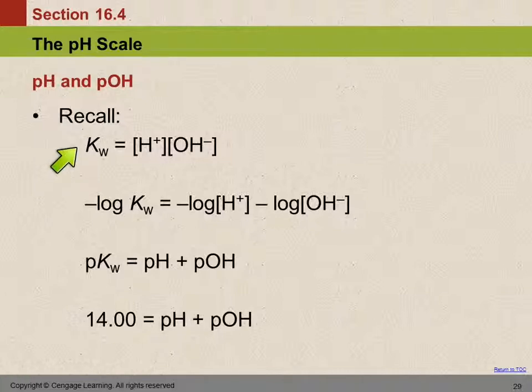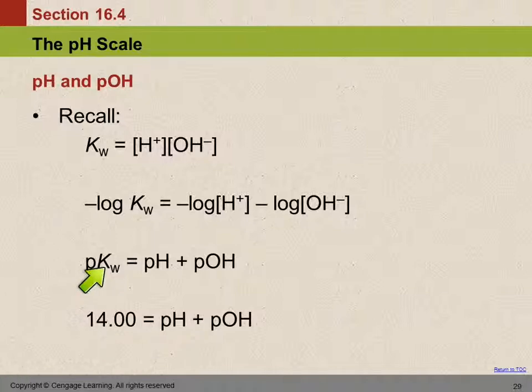What we can do is take the negative log of both sides of this equation. So on this side, we get the negative log of Kw. On this side, when you take the log of numbers that are multiplied, you add them together. So you've got the negative log of H+ minus the log of OH-. The negative log of something is P, that thing. So pKw is the same as negative log of Kw. Negative log of H+ is pH, and negative log of OH- is pOH, the negative log of the hydroxide ion concentration.